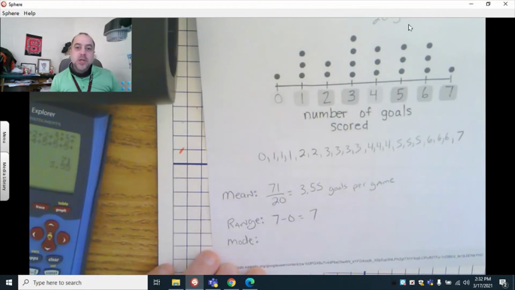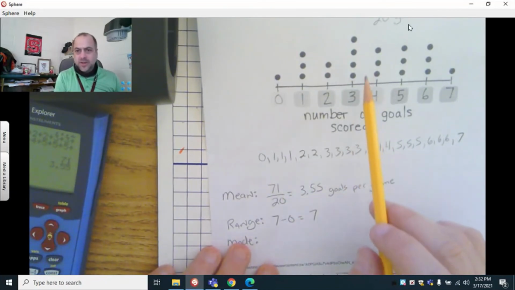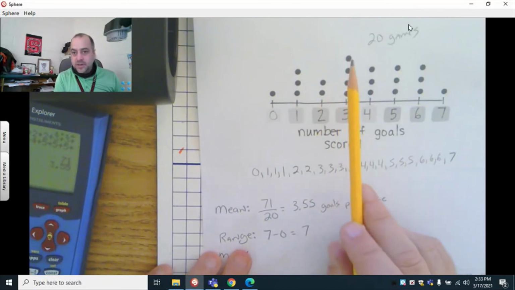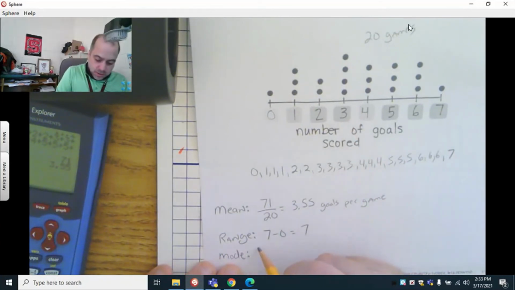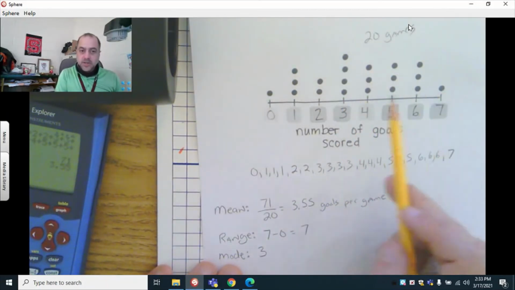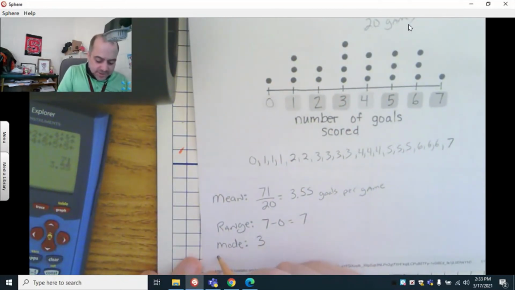Remember, mode is the number that shows up the most. So let's check this out. It's easier, just look at the dots, right? What showed up the most? Obviously this one, right? There was 4 of these, right? 4 3s. Okay, so the mode is 3. 1, 2, 3, 4 of these, right? Just like here, it was the biggest dot line, right? Easy. The last thing is the median.